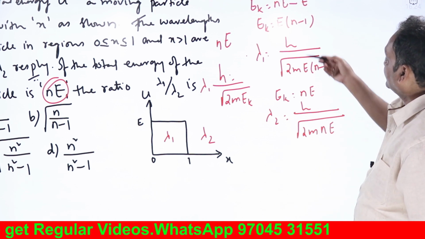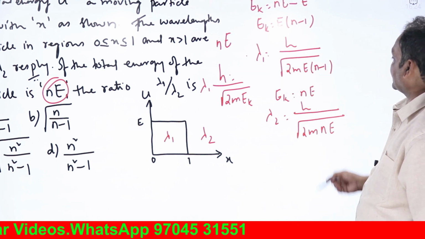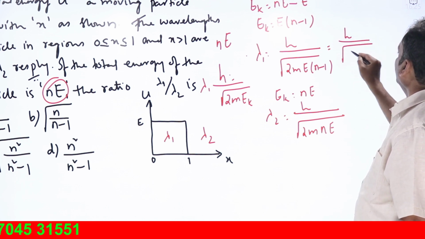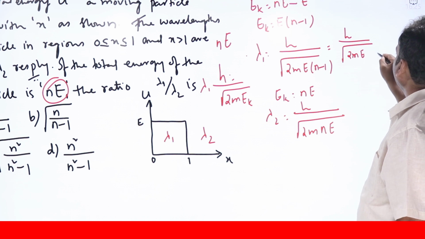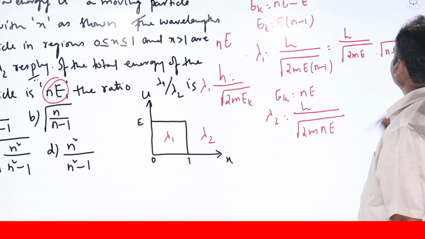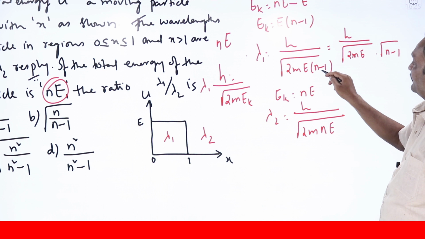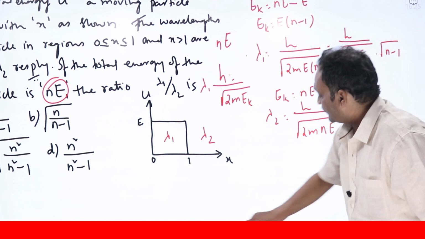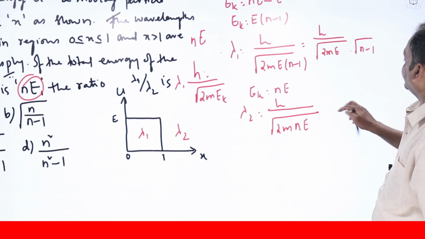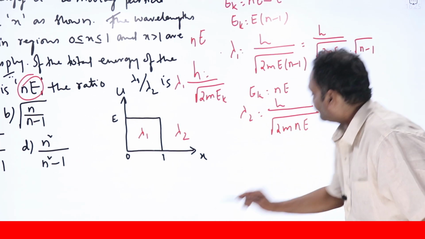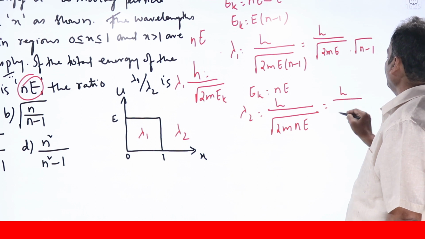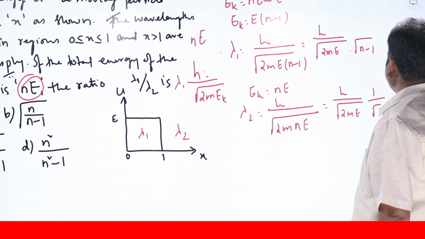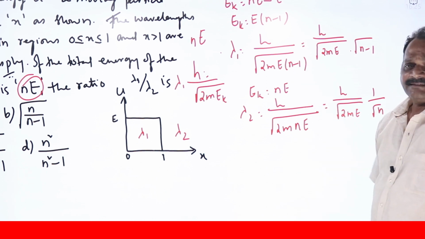Now look at this difference. Lambda 1 by lambda 2 is asked. I'll slightly modify this expression as h by under root 2mE into root of N minus 1. I have taken out this N minus 1 and am writing it separately. And I'll modify the other one like this: h by under root 2mE into 1 by root N. Simply rearranging the terms, that's all.